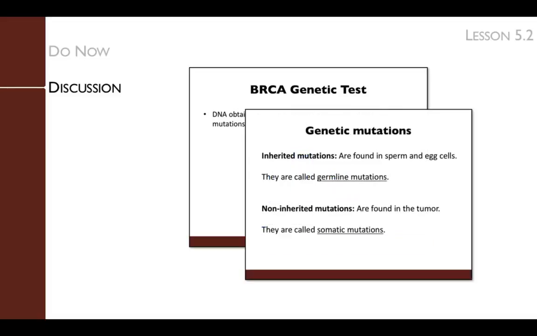It is important to note the distinction between inherited and non-inherited mutations. Mutations are only inherited if they are found in egg cells and sperm cells. They are called germline mutations. Most genetic screens look for inherited germline mutations. In contrast, mutations to the tumor cells themselves cannot be inherited. They are called somatic mutations.